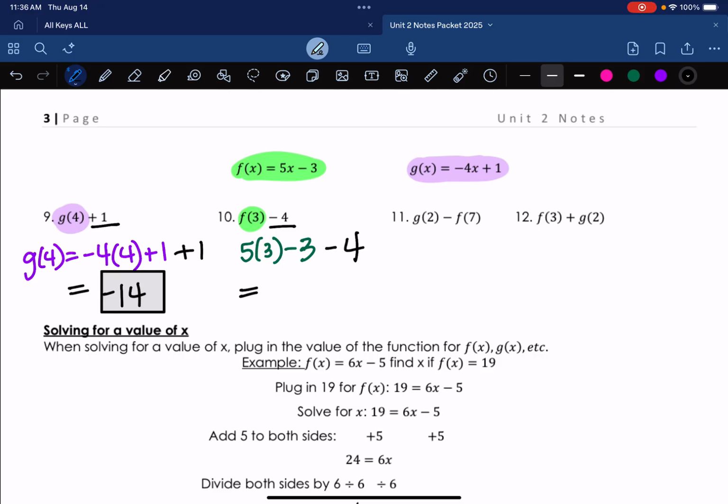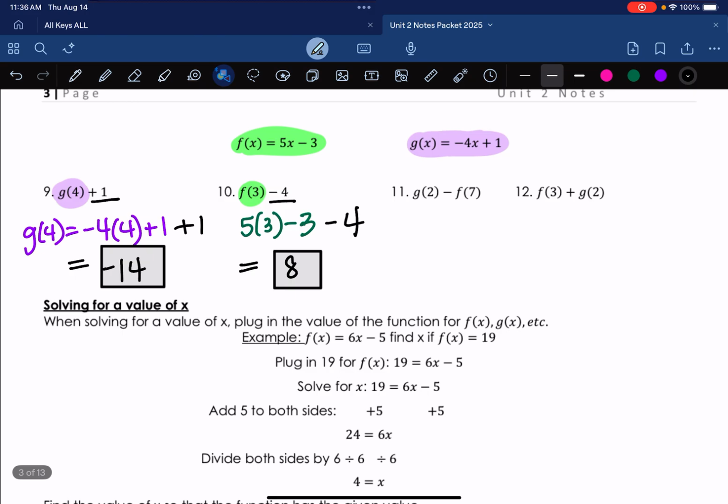Put all of that in Desmos. 5 times 3 is 15. 15 minus 7, because we're subtracting all of that. 15 minus 7 would give me 8. Okay, so that is how we do it if we're given an input.